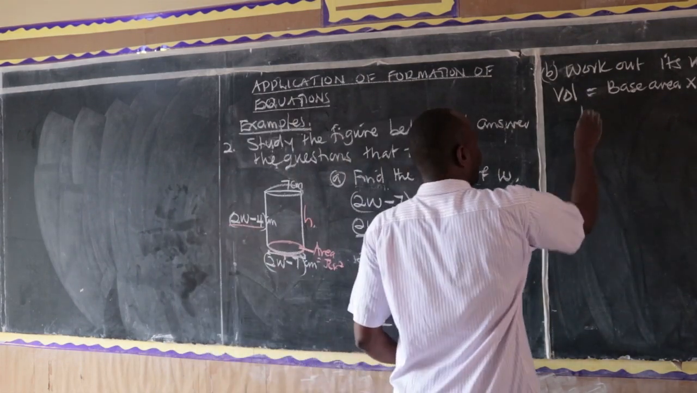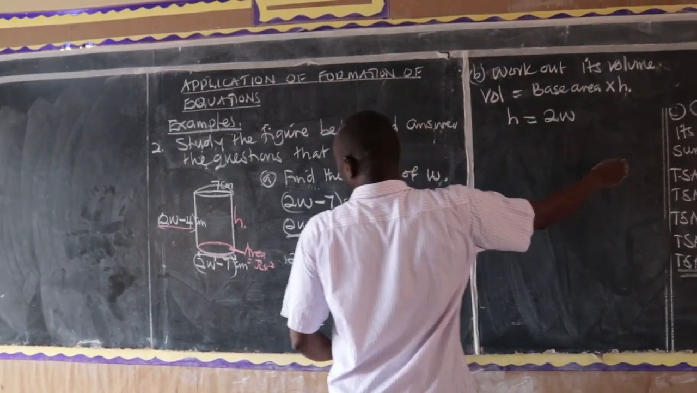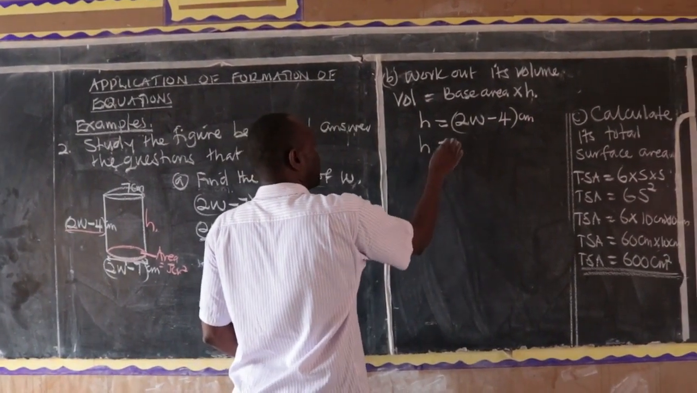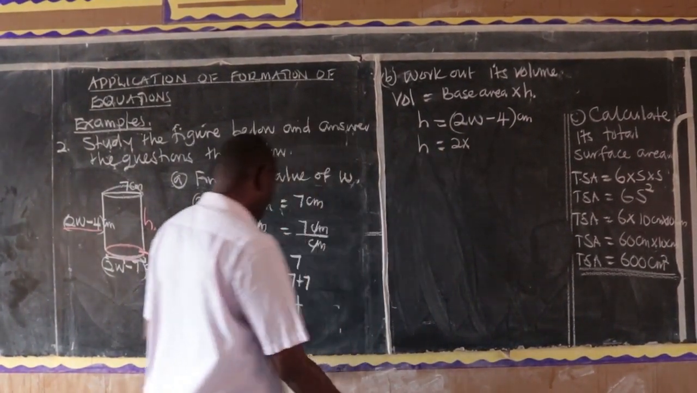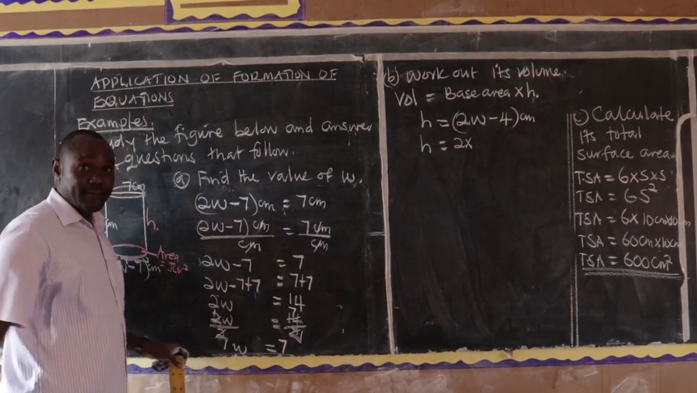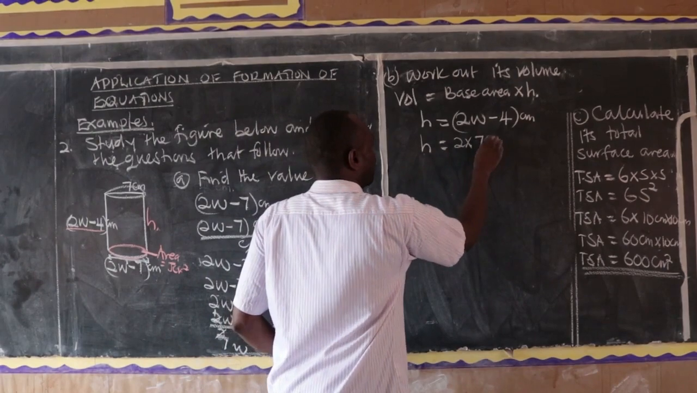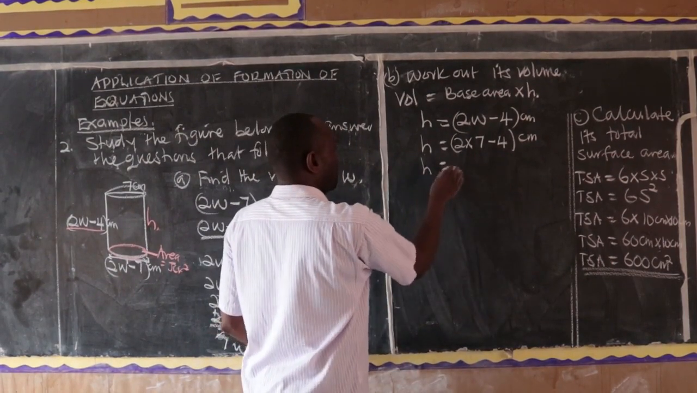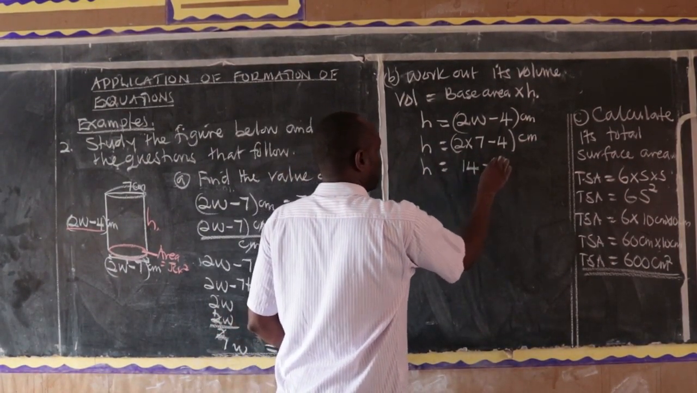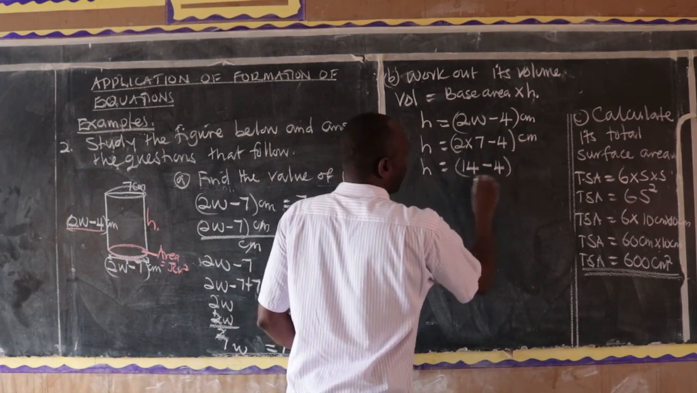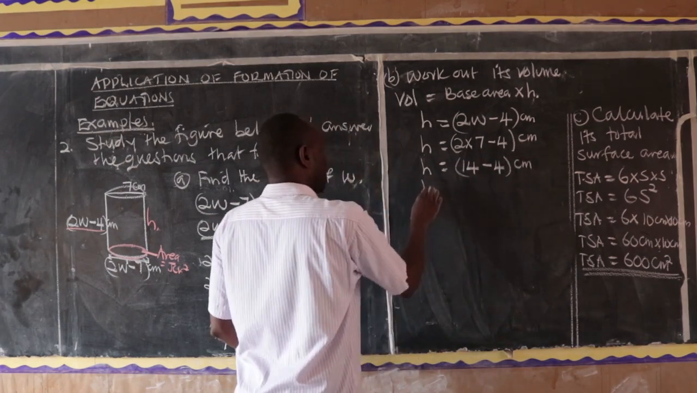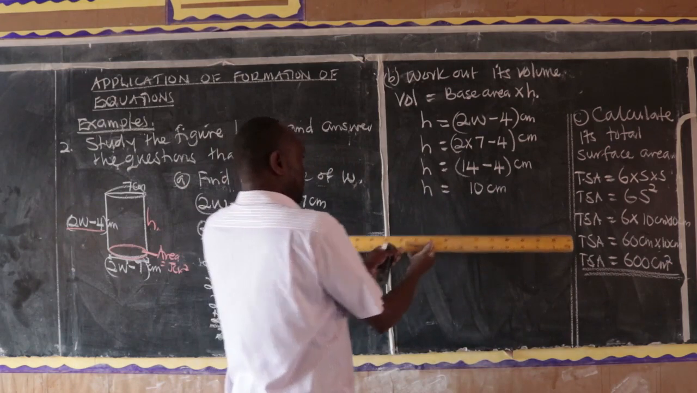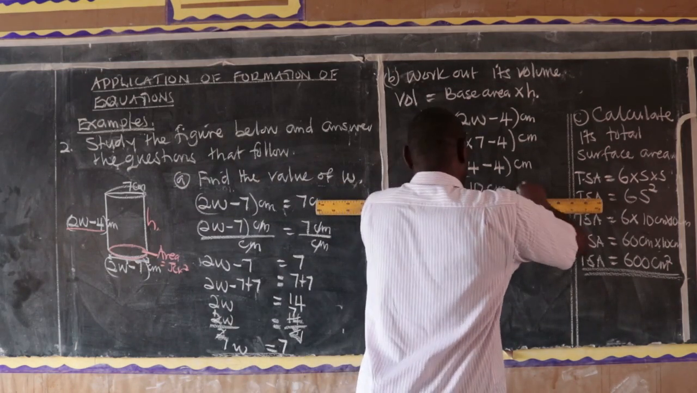So we can say the height is 2W take away 4 centimeters. So we have the height to be 2 multiplied by the value of W, which is 7, so 2 multiplied by 7, minus 4, in brackets, centimeters. So the height will be 14 minus 4 centimeters. So the height gives us 10. So we now know the height and we also know the diameter.